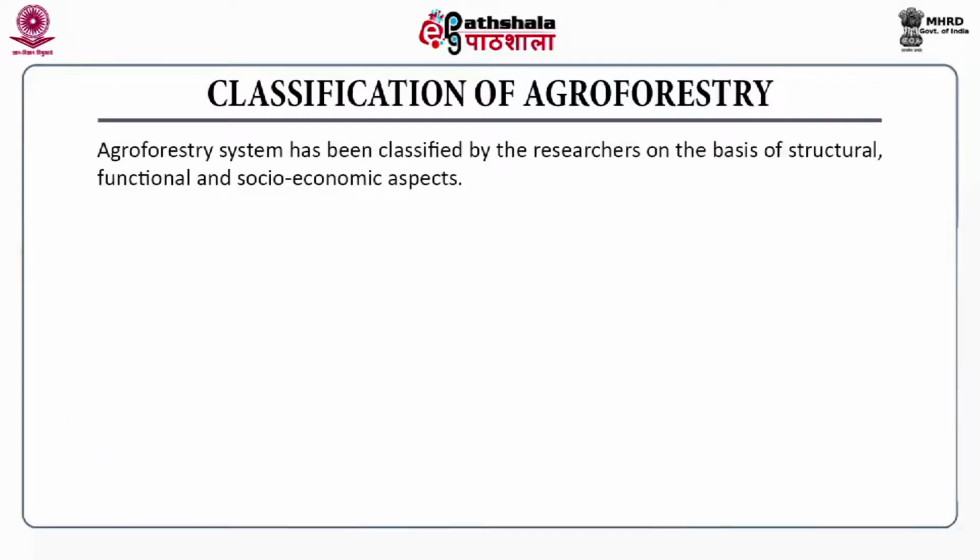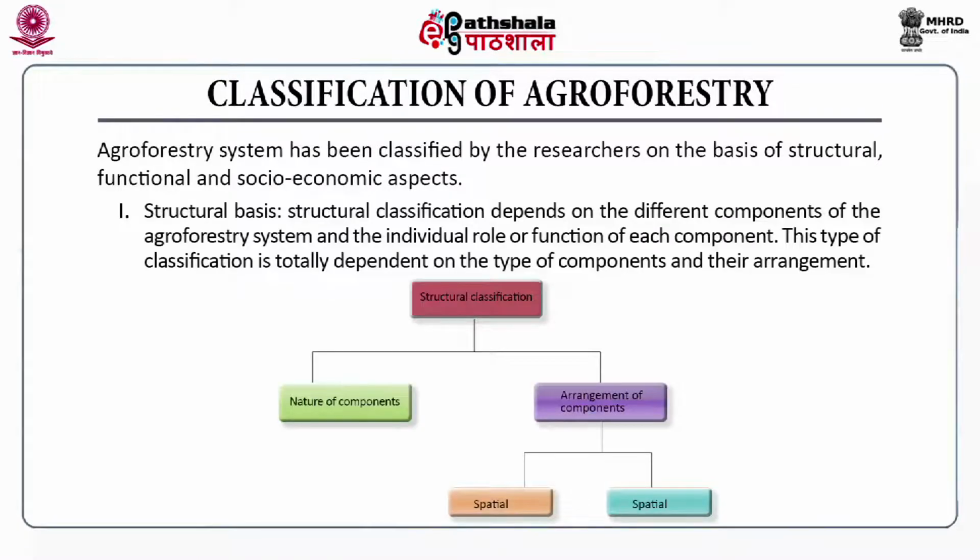Coming to the classification of agroforestry. Agroforestry systems have been classified by researchers on the basis of structural, functional and socio-economic aspects. Now, the first classification is structural based classification. This classification entirely depends on the different components of the agroforestry system and the individual role or function of each component. This type of classification is totally dependent on the type of components and their arrangement.